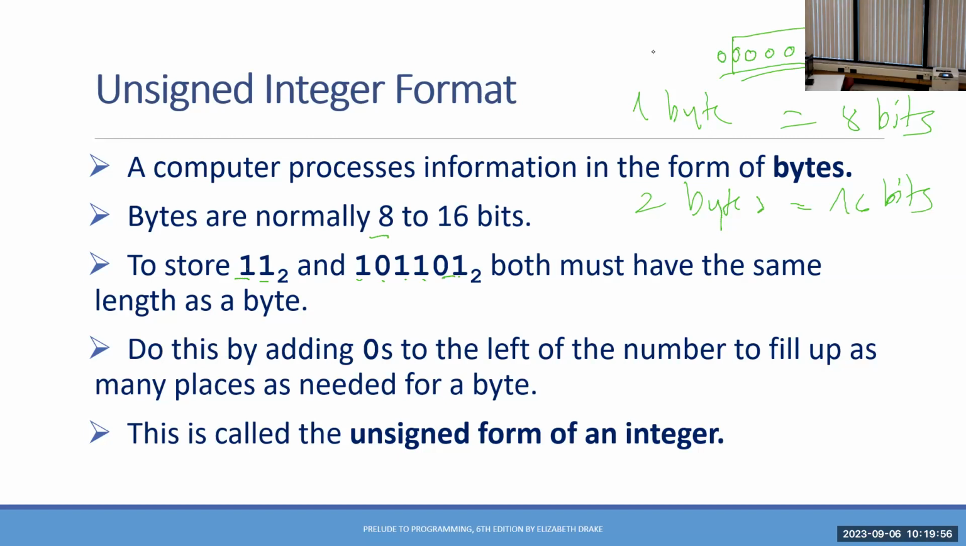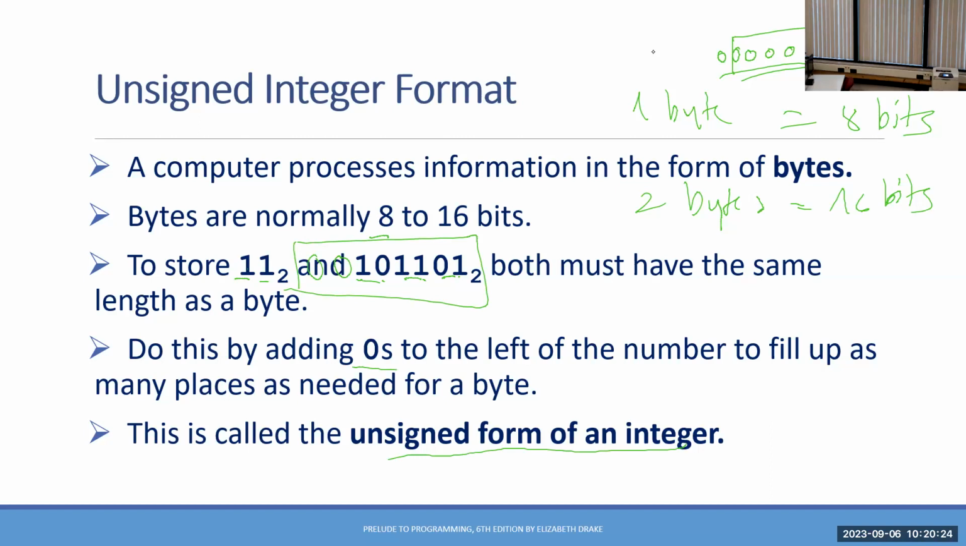I have 6 bits here. So in order to make it up to 1 byte, in the computer, they have to insert 0 0 here to make it up to 1 byte. Make sense? Okay. Just do it by adding 0s to the left of the number to fill up the space here. So that is called unsigned format of integer, because it only stores non-negative numbers.